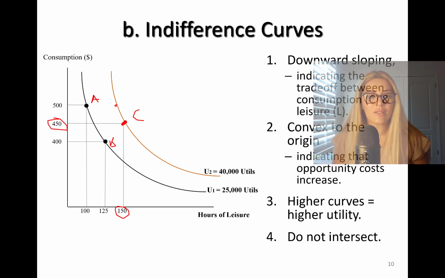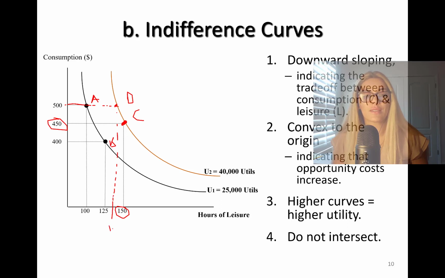Let's take a look at this point. I made it a random point. So you're consuming 500 units of consumption goods, plus, go down here, you're having a lot of leisure. I don't know, this is like 135. Not only are you consuming 500 units, just like as much as you did at point A, but now your leisure is greater than 100. So this is what it means to be in a higher indifference curve.